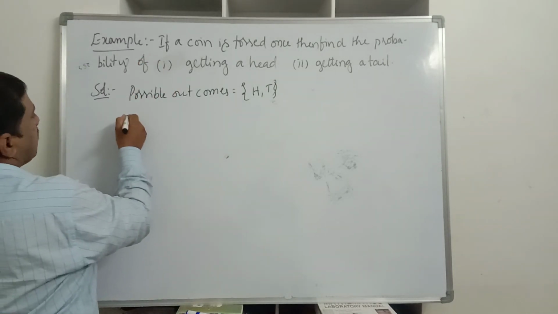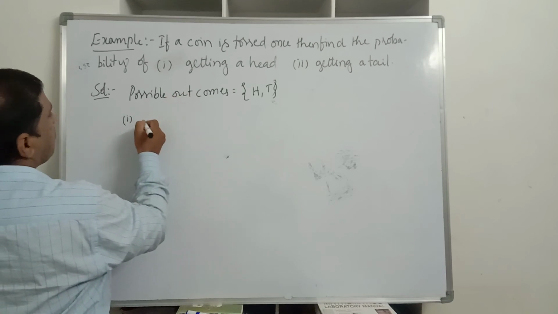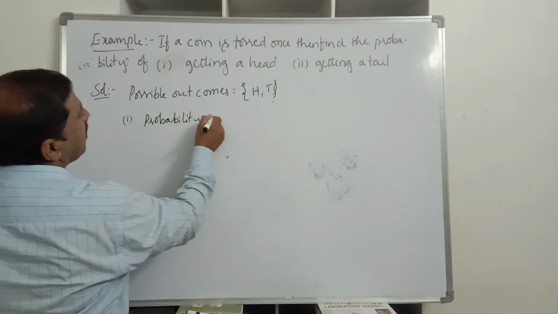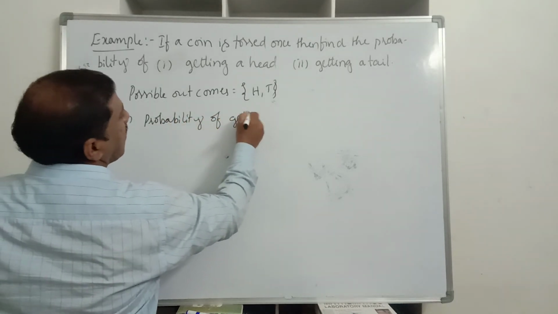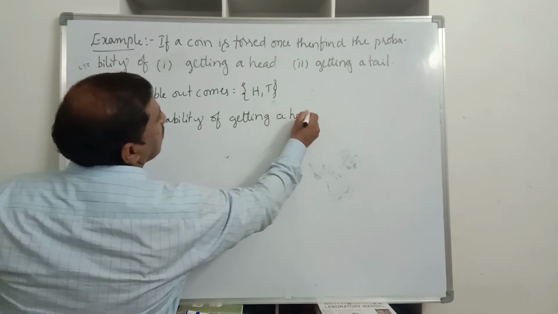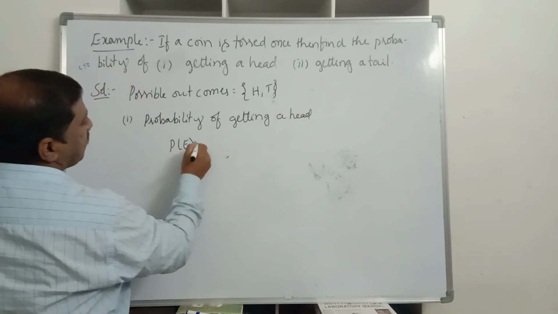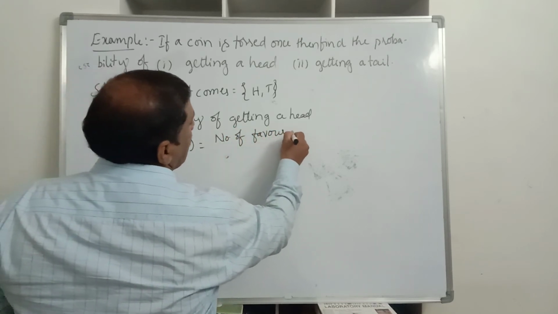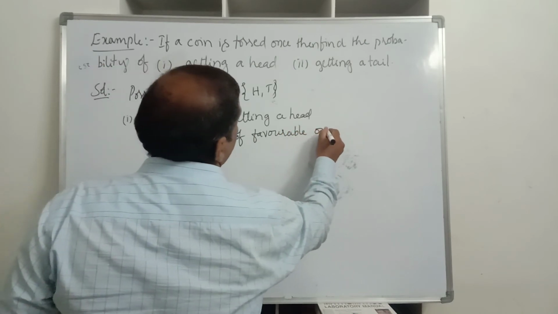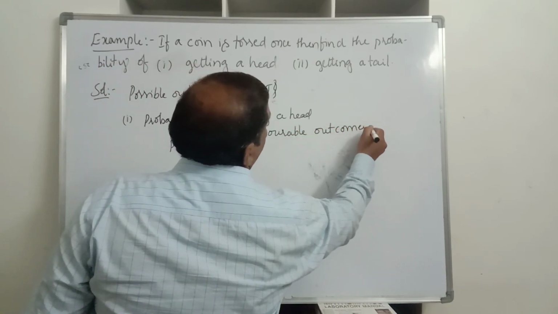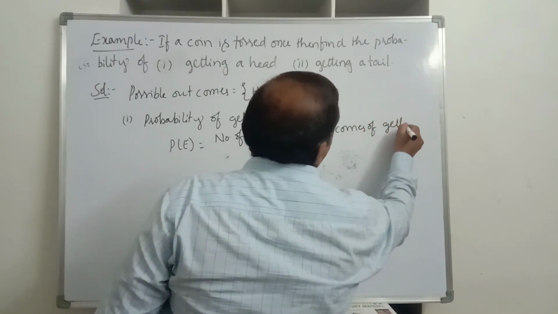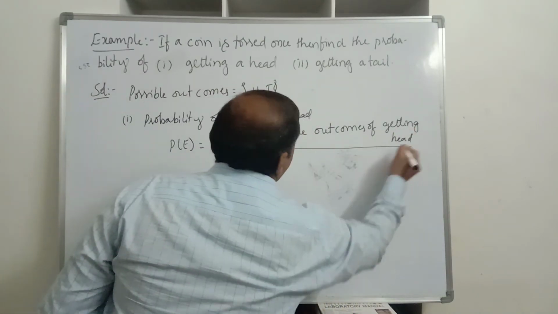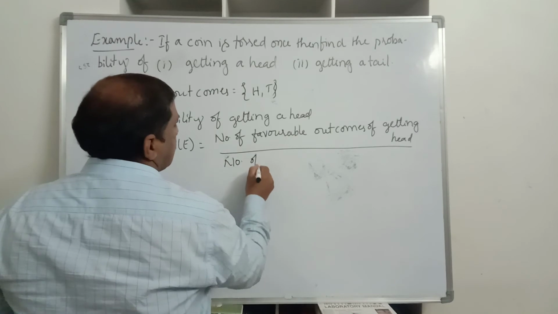Now, what is question 1? First question: the probability of getting a head. That is P(E) equals, what is the formula? It is the number of favorable outcomes, the outcomes of getting a head, divided by the number of all possible outcomes. If it is getting a tail, then it is the number of outcomes of getting a tail divided by the number of all possible outcomes.